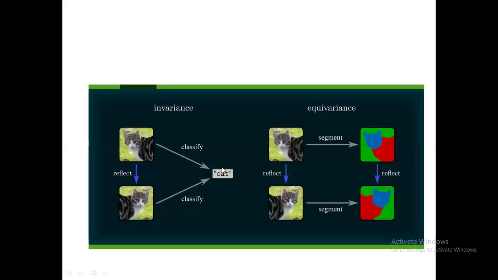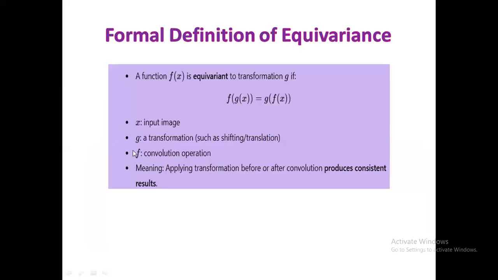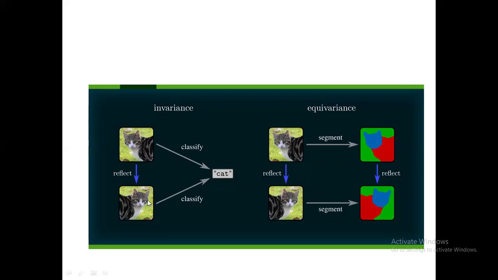Next, this is an example of invariance and equivariance. If you take this image, this is a cat, and here it is reflected, just the opposite. Whatever transformations we apply, if you go for classification, it will give us the output as cat. This is invariance. Equivariance means, see here, this is the reflection of this image; if you segment it, you will get it like this, and if you segment this one, you will get this picture. This is what we call invariance and equivariance.